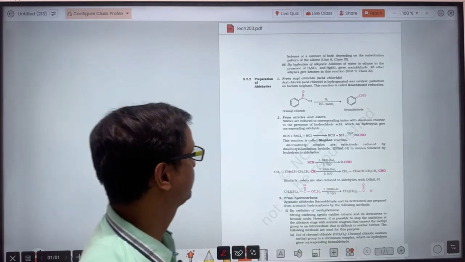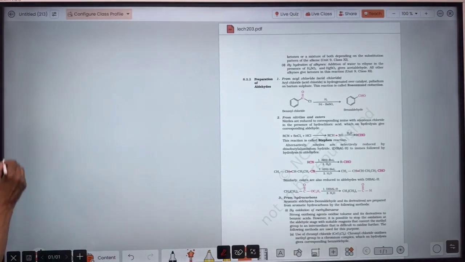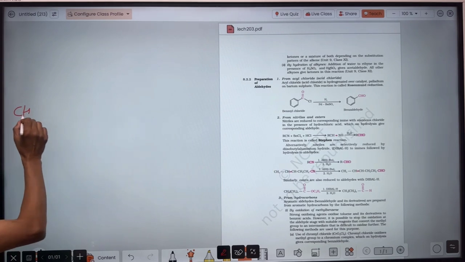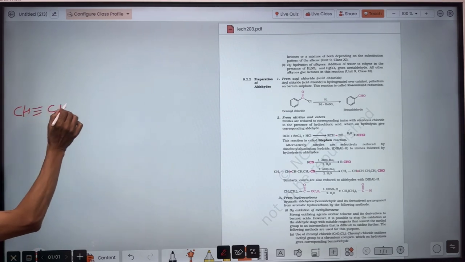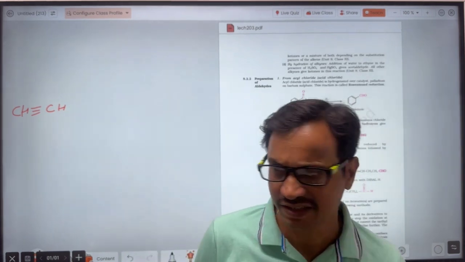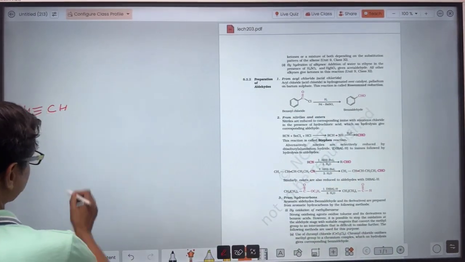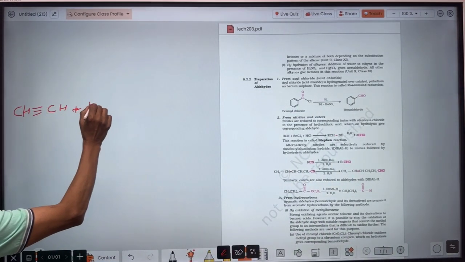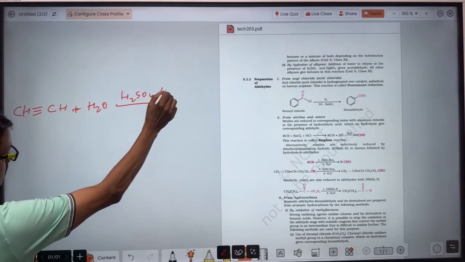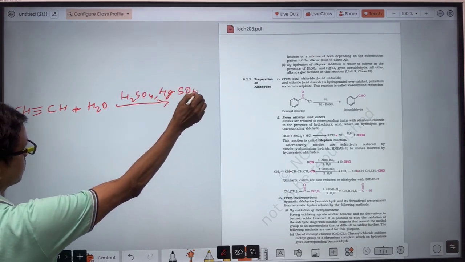Let's see here, ethanal, yes. Suppose we take this compound, ethyne. We react it with dilute H2SO4, so there will be water, H2SO4 and HgSO4, and HgSO4 will be the catalyst.